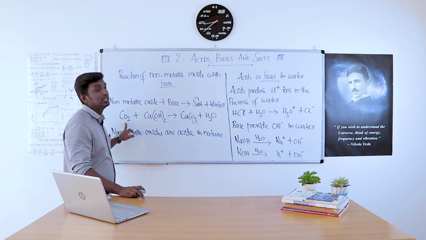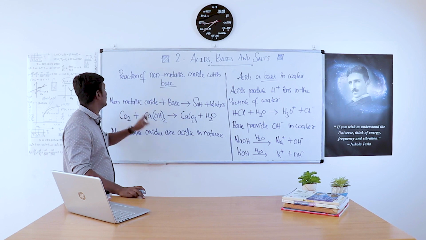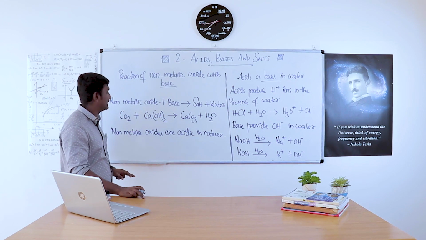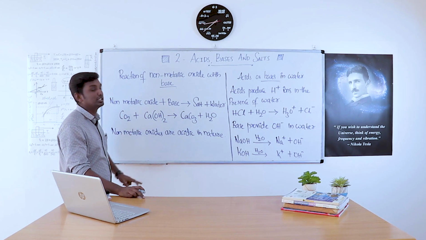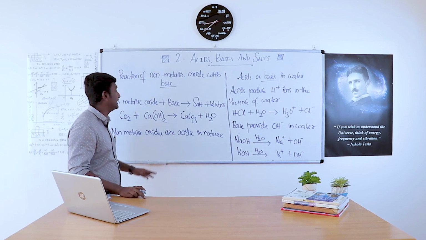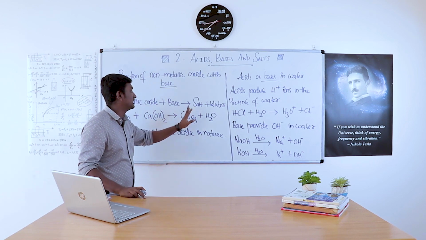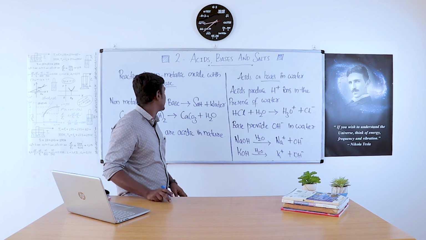What is CO2? It is carbon dioxide. This is a non-metallic oxide because carbon is a non-metal. Plus CaOH twice, calcium hydroxide, which is a base, gives CaCO3, salt, plus H2O, water.